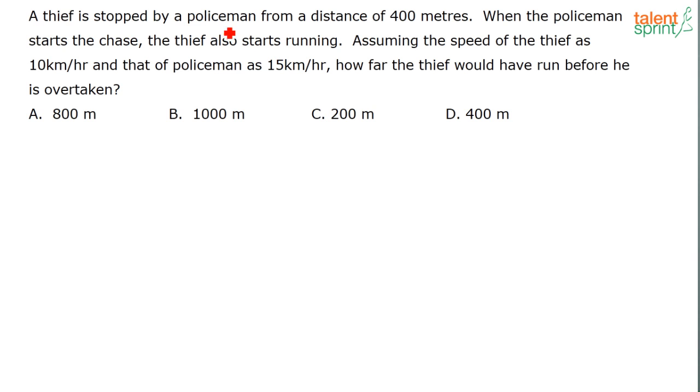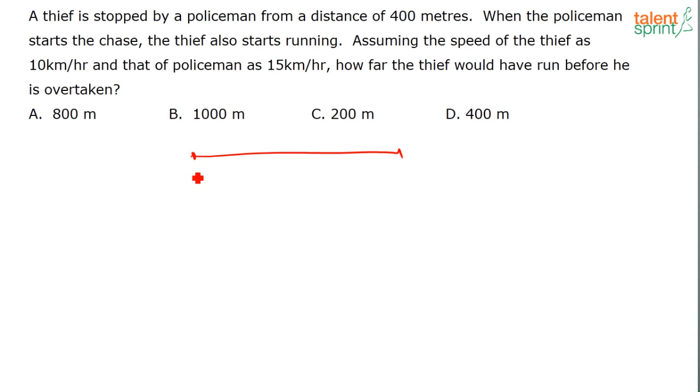A thief is stopped by a policeman from a distance of 400 meters. When the policeman starts to chase, the thief also starts running. Assuming the speed of the thief as 10 kilometers per hour and that of the policeman as 15 kilometers per hour, how far would the thief have run before he is overtaken? Okay, so let us solve this question. For whoever didn't understand the explanation, I will be solving the problems from now, so if you listen to it again, you will have a better understanding.